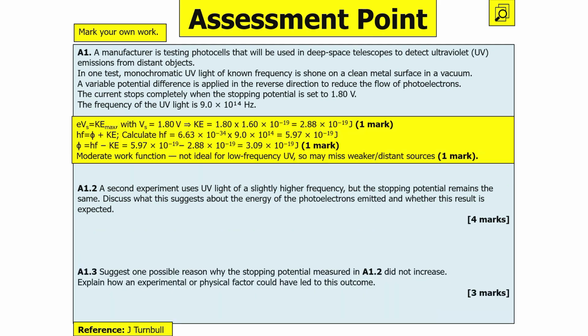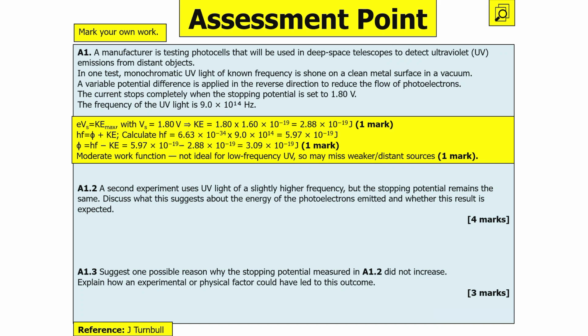Right, in our first one, we know that eVs is equal to the kinetic energy, where Vs is 1.80, the stopping potential. So therefore our kinetic energy is 1.8 times by 1.6 times 10 to the minus 19, so it's 2.88 times 10 to the minus 19 joules. We know hf, we can work it through to be 5.97 times 10 to the minus 19 joules. Therefore, our work function is the two values subtracted from each other, which is 3.09 times 10 to the minus 19 joules. So again, it's a moderate work function, not ideal for low frequency UV, so it might actually miss some distant sources.